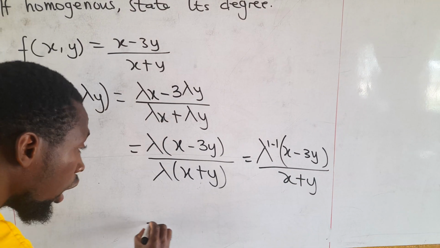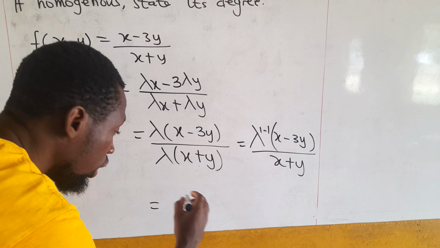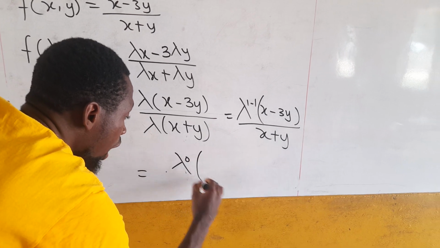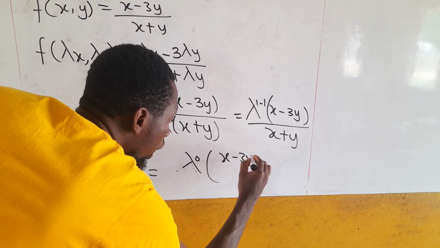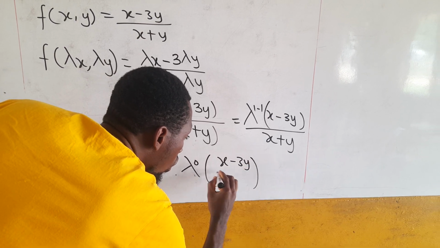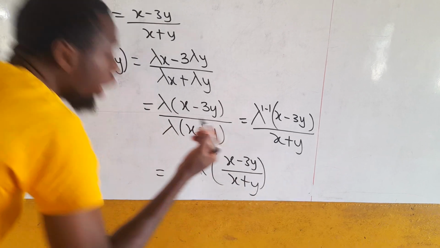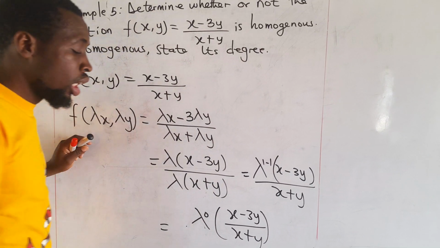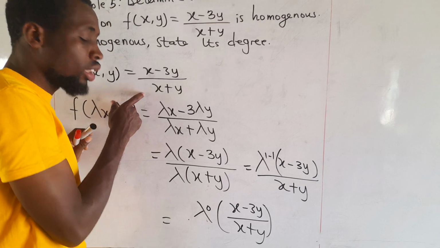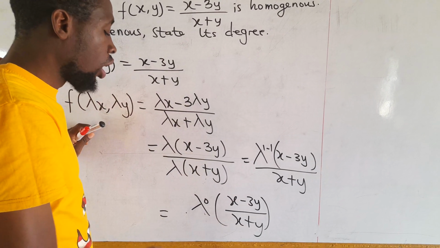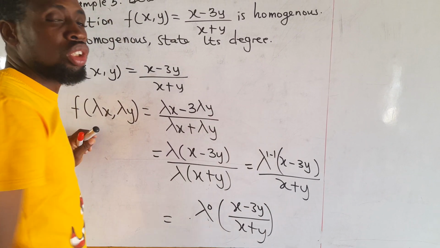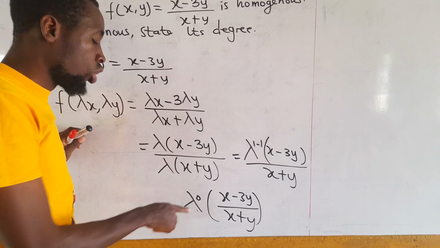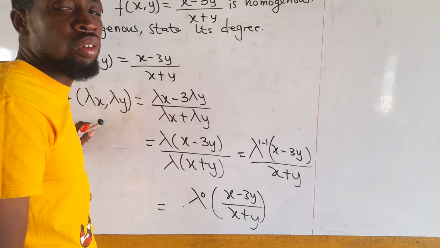So what are we getting finally? 1 minus 1 is 0. So we have lambda exponent 0 bracket x minus 3y over x plus y. So after we factor out the common parameter lambda, did we have the function back? That's the question. Yes, we have it back. As far as we have it back, the function is homogeneous. Now, to what degree? Since it is homogeneous, the degree of lambda here is 0. I hope you get that.